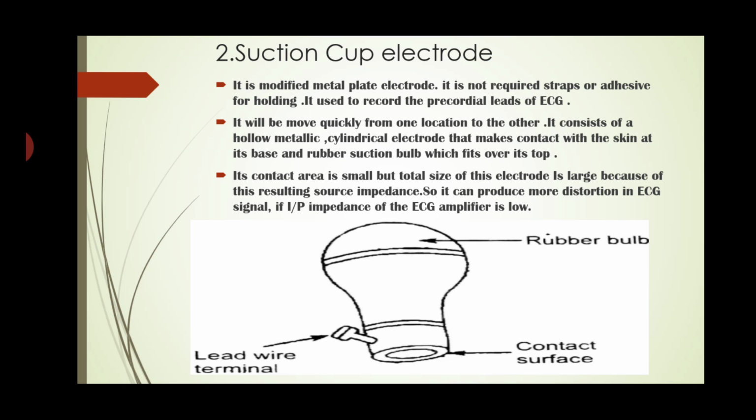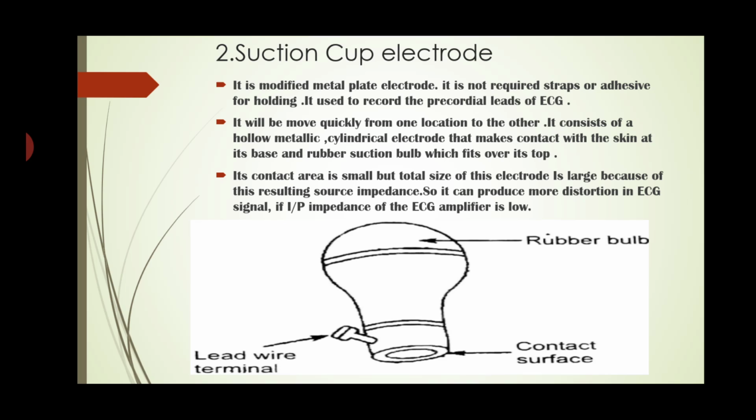It consists of a hollow metallic cylindrical electrode that makes contact with the skin at its base, and a rubber suction bulb which fits over its top. Its contact area is small, but the total size of this electrode is large, resulting in high source impedance. So it can produce more distortion in the ECG signal.